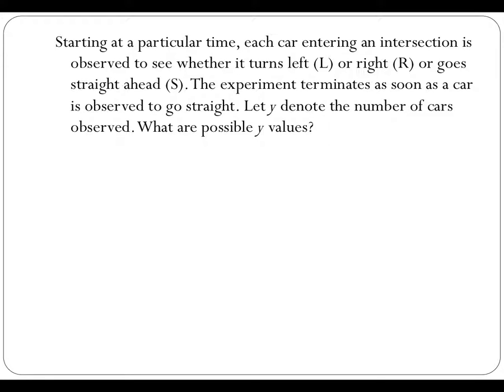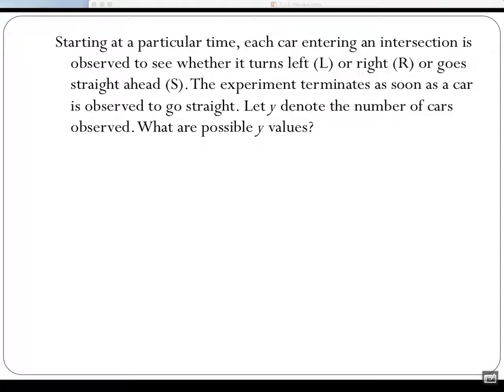Okay, here's the first question that you guys had. Starting at a particular time, each car entering an intersection is observed to see whether it turns left or right or goes straight. The experiment terminates as soon as a car is observed to go straight. Let y denote the number of cars observed. What are possible y values? So I'm asking what's the domain of y, basically.